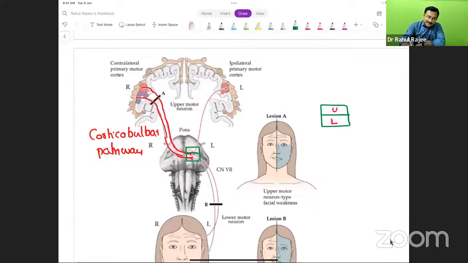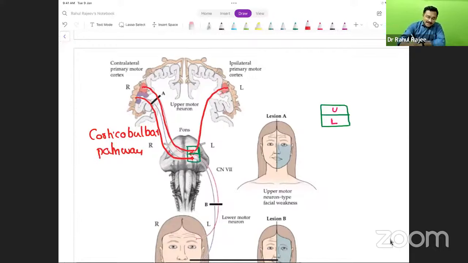What you've got to understand is the upper part of the facial nerve nucleus will have a bilateral innervation, by which I mean, let me draw this upper part here. The upper part is going to get supply from both cerebral hemispheres. So the corticobulbar tract from the right side and left side will be supplying the upper part of the facial nerve nucleus. Whereas the lower part of the facial nerve nucleus is receiving supply only from the contralateral side. It does not get a supply from the ipsilateral side.